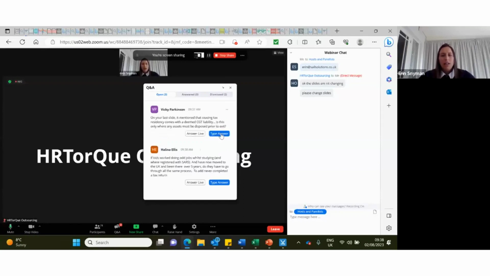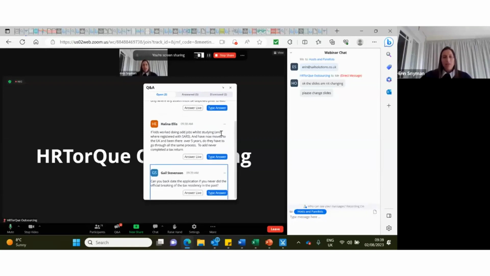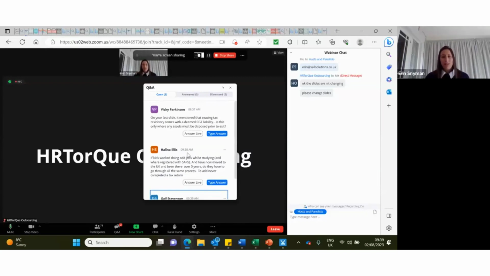On your last slide, it mentioned that ceasing tax residency comes with a deemed capital gain. Is this only where assets are sold? No. In terms of the capital gains, it's a deemed disposal. So even if you don't actually sell those assets, if you cease residency, and you have no intention of selling them at that date of exit, you're still deemed to have sold those assets and tax is paid on assets which haven't been sold. And that's where the cash flow implication comes from.